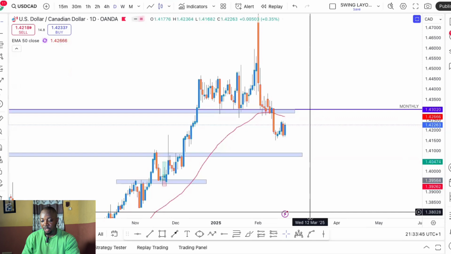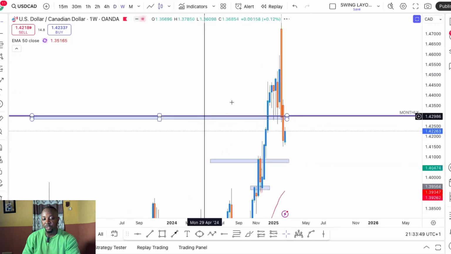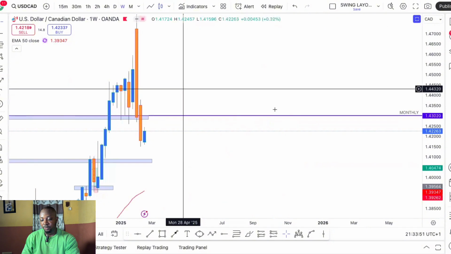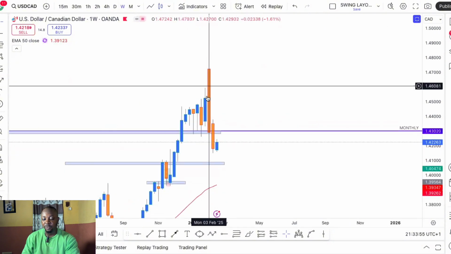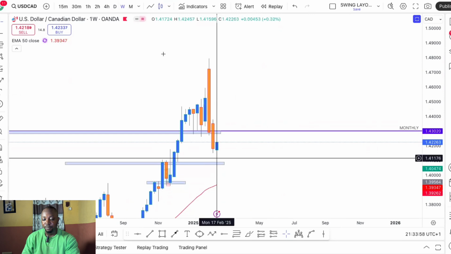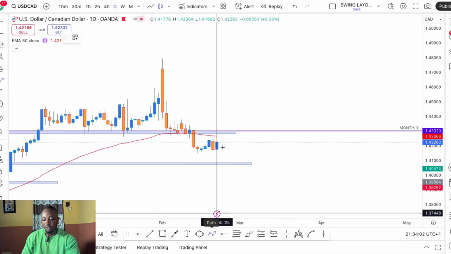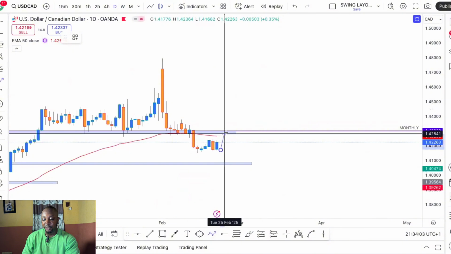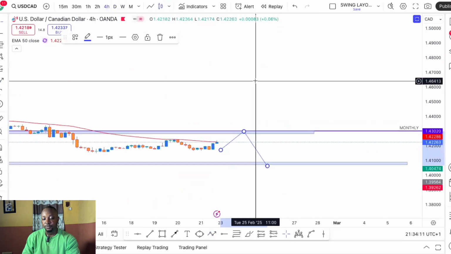USD CAD, I'm bearish on USD CAD. If you look at the weekly time frame, there's a big violation of this previous level of support, a big bearish engulfing continuation candle down. So this week, I'm just waiting for the market to pull back into this level, retest, reject, then I'll look for entries to the downside.